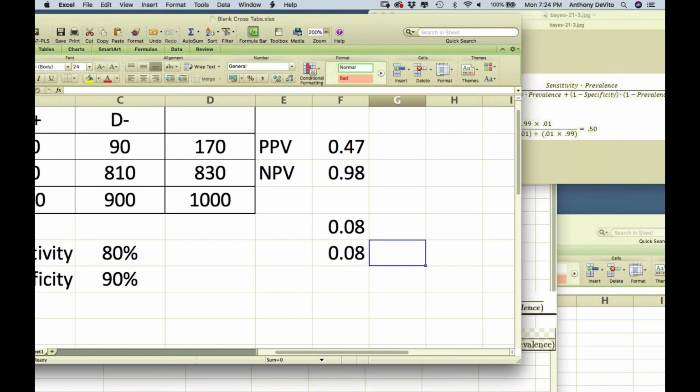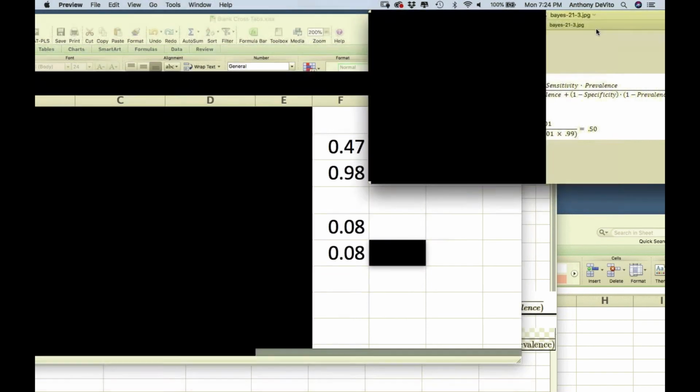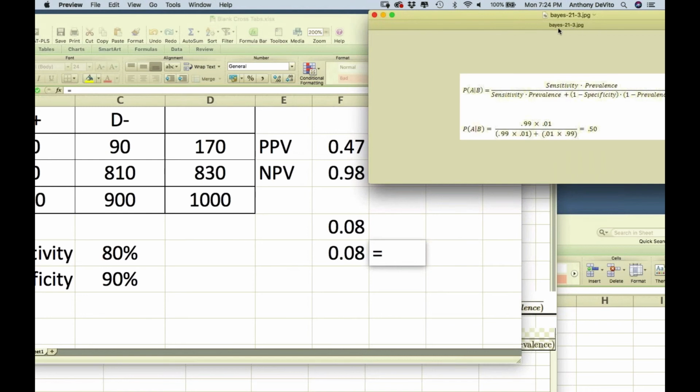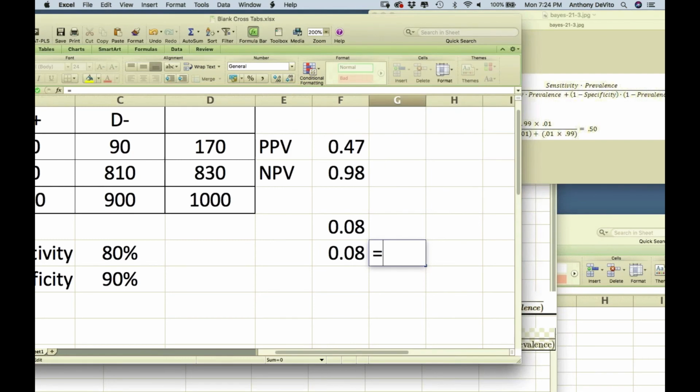How do we calculate that? That's equal to 1 minus the specificity. The specificity is 90%, right? Well, 1 minus specificity is 0.1, times 1 minus the prevalence. And the prevalence was 10%, so this would be 0.9. And that comes out to be 0.09.